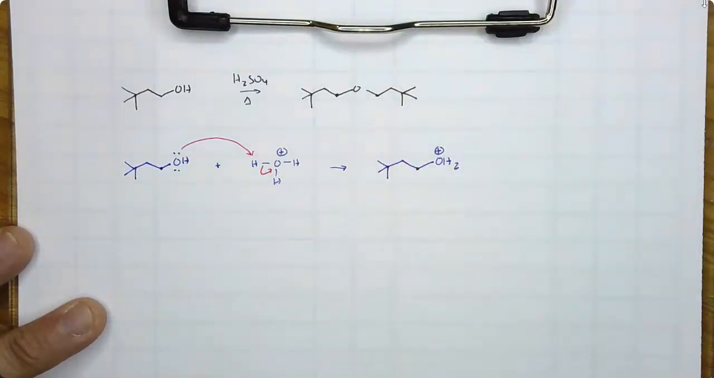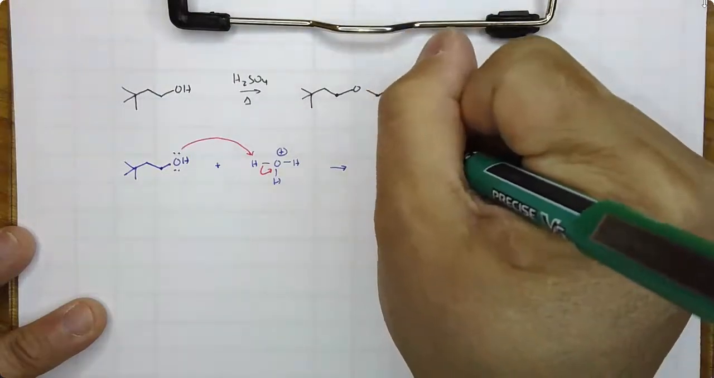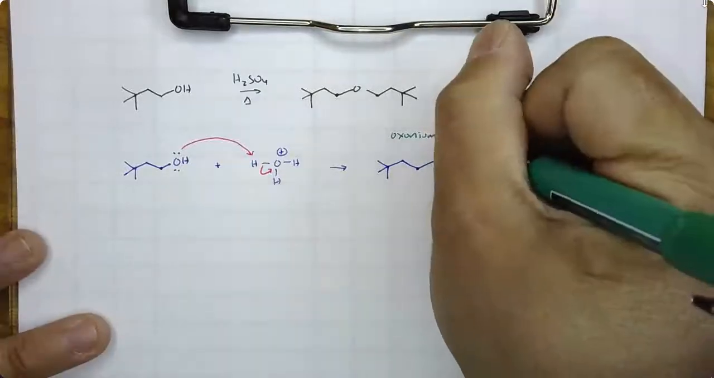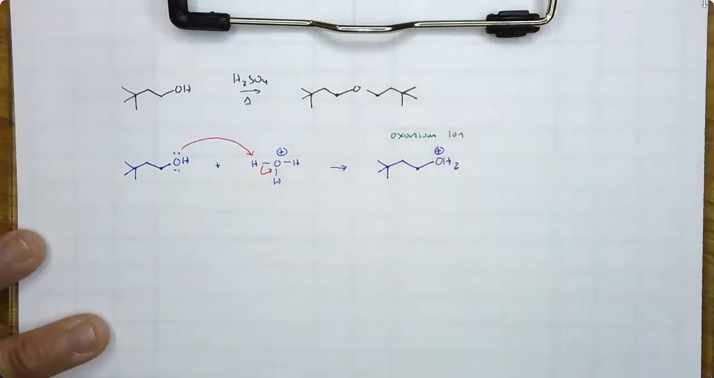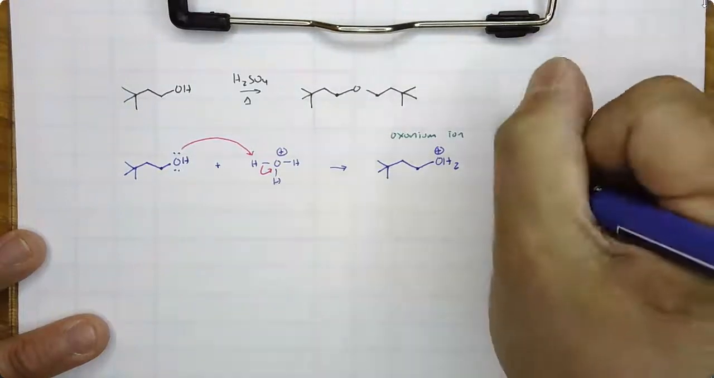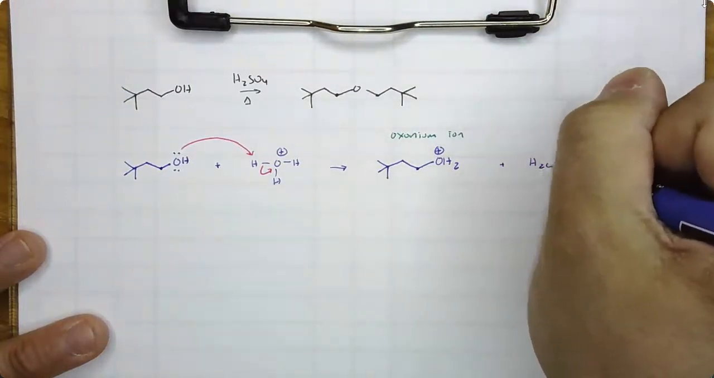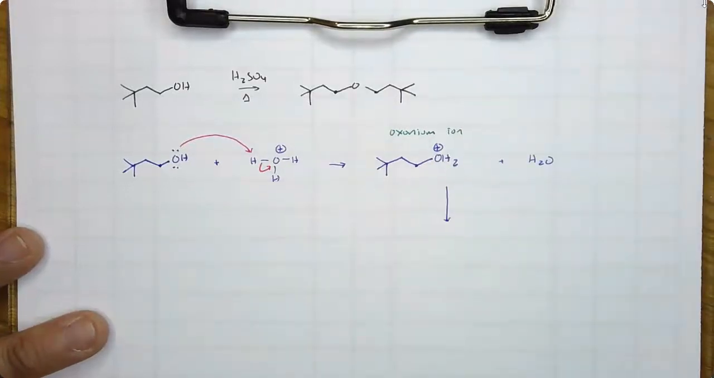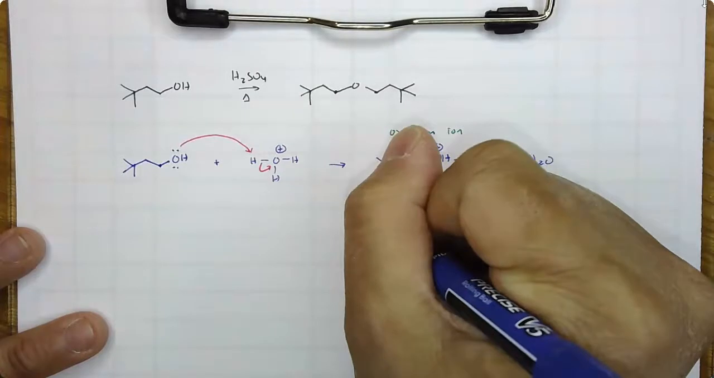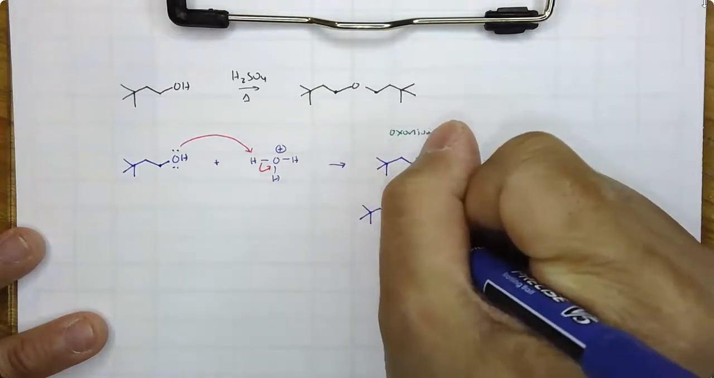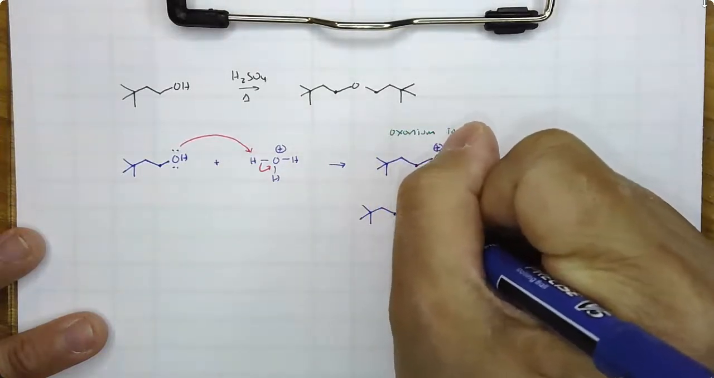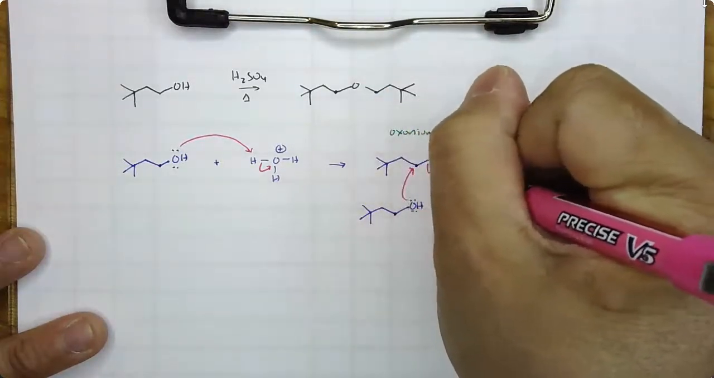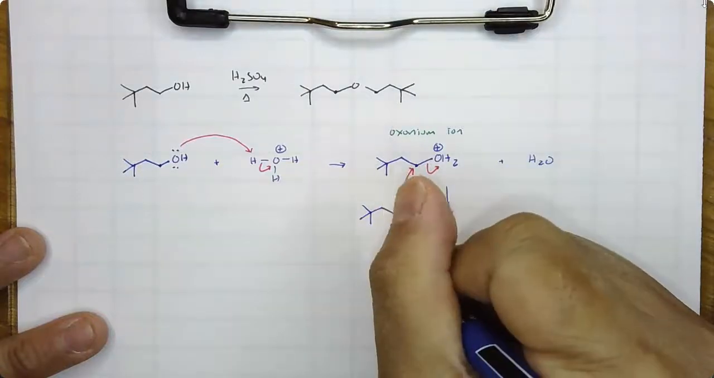The oxonium ion is primary. So you're not going to make a primary carbocation, that's very unstable. You're going to attack right away. We did make water. And we are going to attack this oxonium ion with another alcohol. I mean the same alcohol, another molecule of the same alcohol. Pretty simple. And we get this.